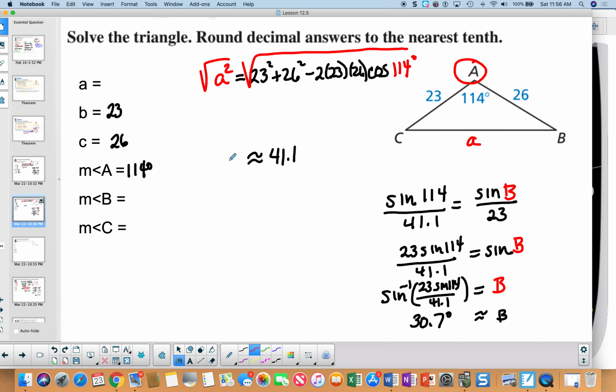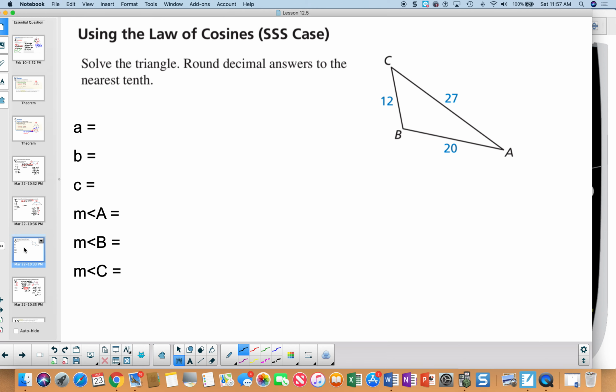And when I get the square root of both sides, A is approximately this number. So this side is 41.1. Okay, and then just like we did before, we can use that angle, sine of 114, with the side, and then just find whatever angle we want, sine of B over B, and then we're going to get B, which is 30.7 degrees. And then after you figure that out, you can subtract from 180 to figure out what C is.